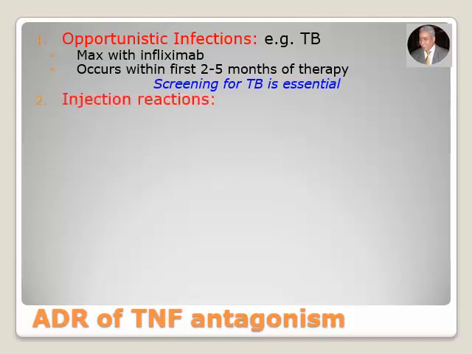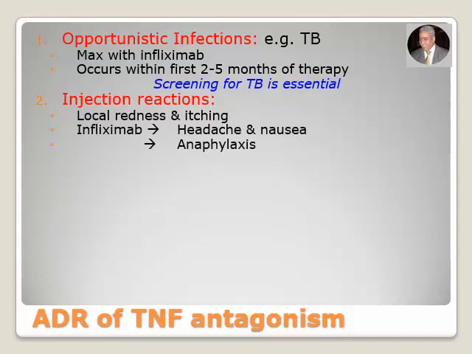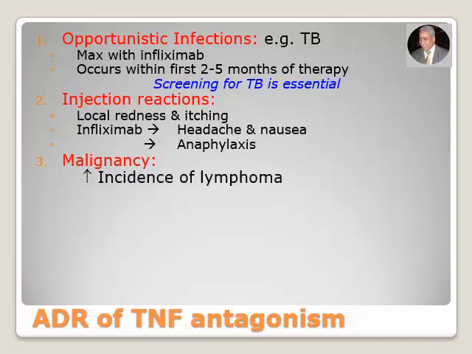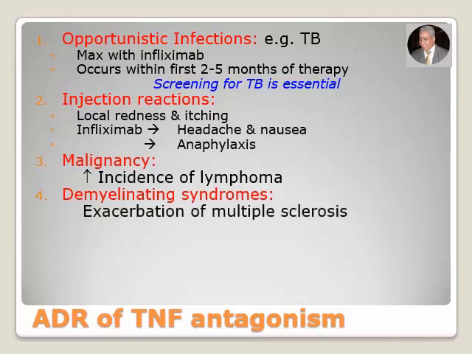The second group is the effects that immediately follow the injection. There may be local redness and itching with etanercept. And there may be a systemic reaction, up to anaphylaxis with infliximab. The third group includes malignant transformation, especially lymphomas. The fourth group is CNS demyelination. They can exacerbate a dormant multiple sclerosis.